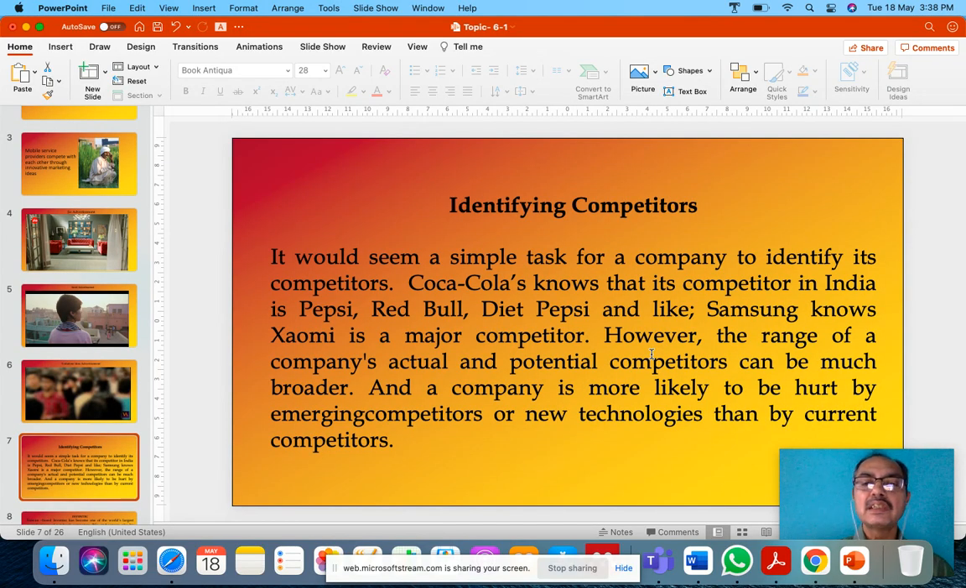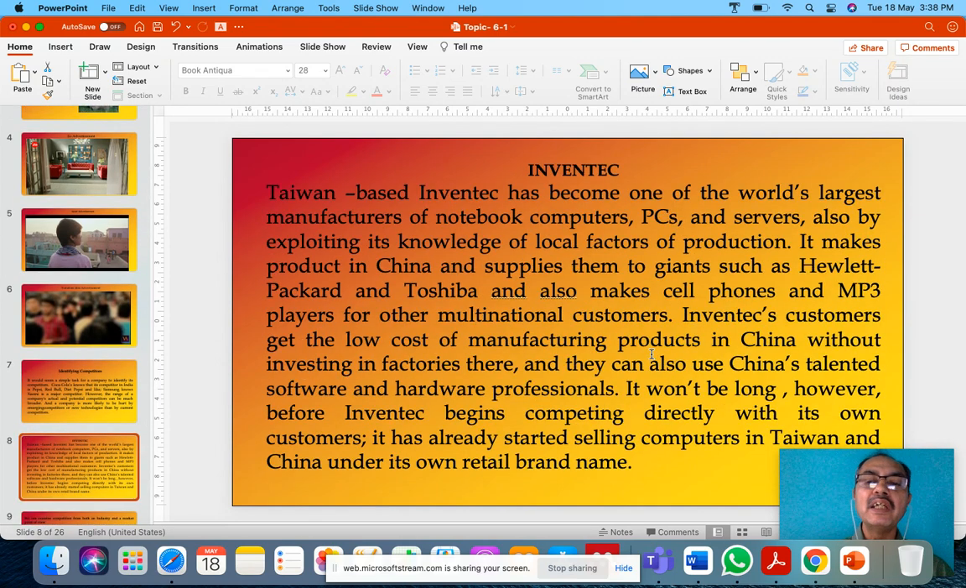We also discussed that identifying competitors is sometimes very difficult. Though we know the different competitors, like if you talk about Coca-Cola, they know that their main competitors are Pepsi, Red Bull, Diet Pepsi, and like that. But we have also discussed the example of Inventec. They emerged from nowhere. Inventec was the supplier of a few companies, and finally they became a competitor of those companies. So they could not imagine where the competitors had come from. So you should also be prepared for that, that competitors may emerge from anywhere.